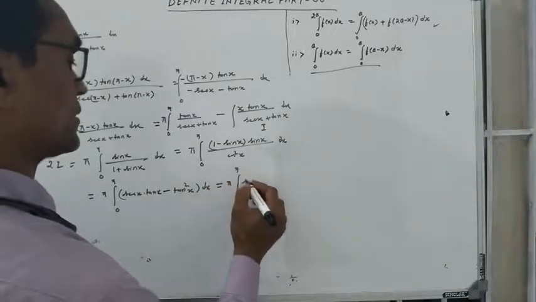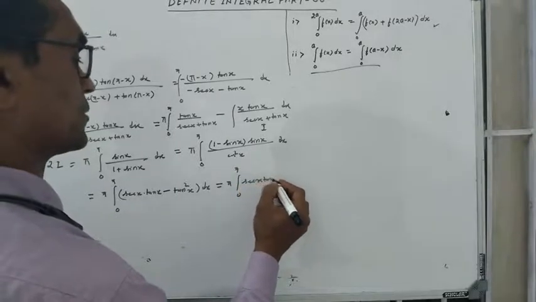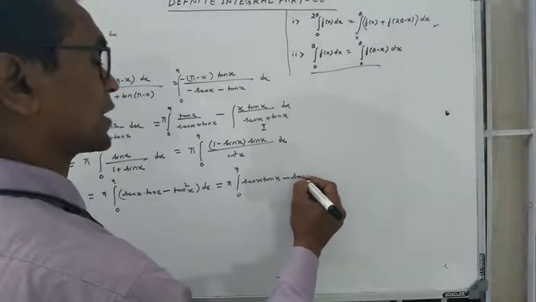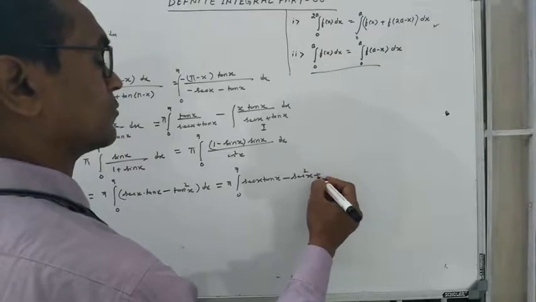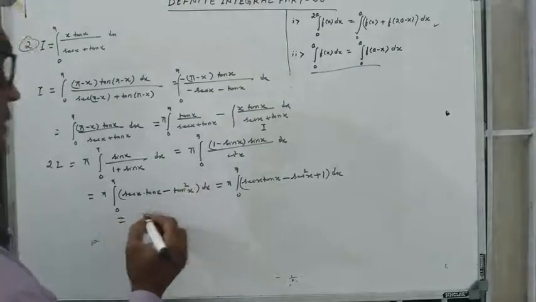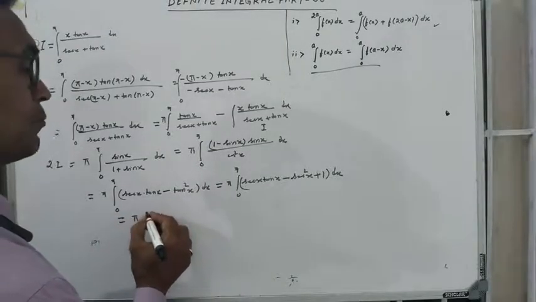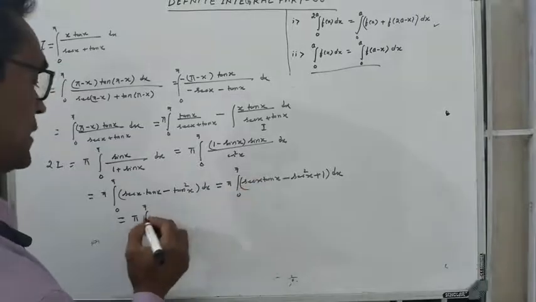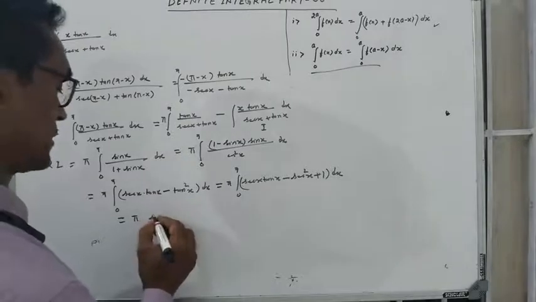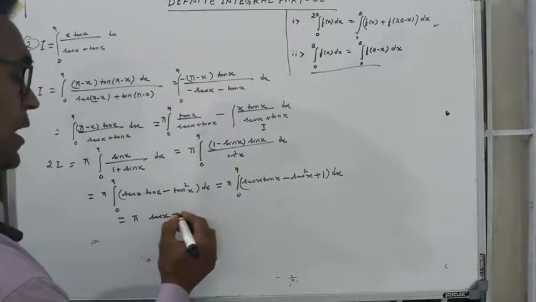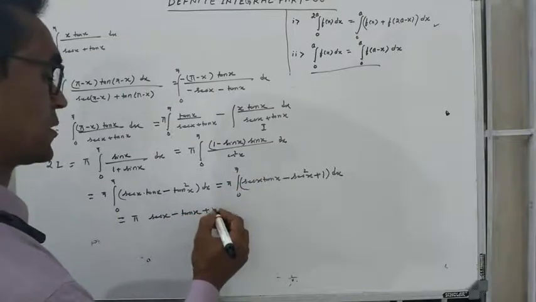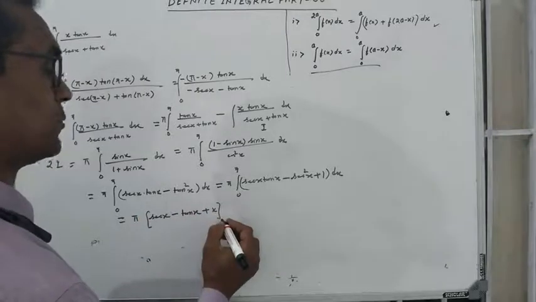So 0 to pi sec x tan x minus tan square x, which is sec square x minus 1. So sec square x minus 1, the sign will change here, plus 1 dx. Now we can find its integral. 0 to pi sec x tan x, so the integral of this is sec x, minus the integral of sec square x, which is tan x, and the integral of 1 is x, with lower limit 0 and upper limit pi.